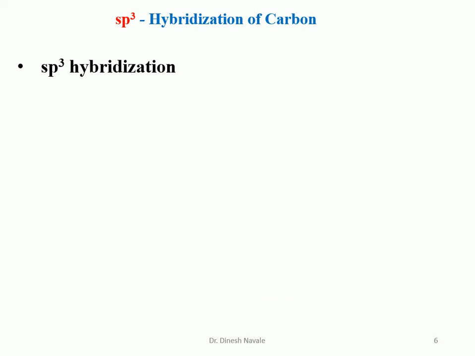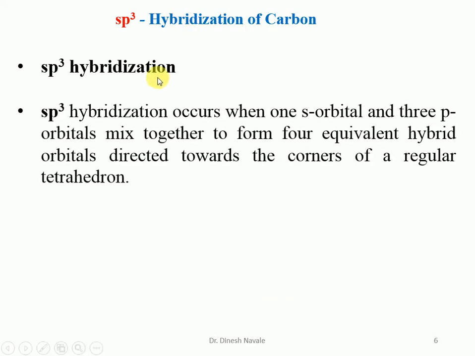During sp3 hybridization of the carbon atom, which occurs only when one s orbital and three p orbitals mix together to form four equivalent hybrid orbitals directed towards the corners of a regular tetrahedron. So in the orbital geometry, a total of four sp3 hybridized orbitals are there, and each of them is directed towards a corner of the regular tetrahedron.